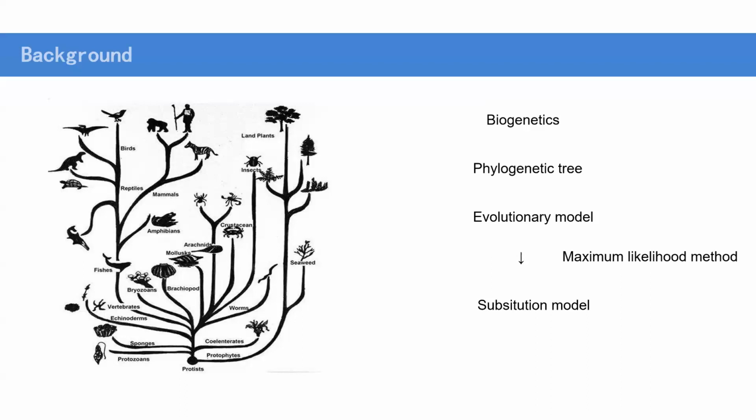The evolutionary model used to build the phylogenetic tree in our project is also based on the maximum likelihood method. This evolutionary model requires an appropriate substitution model for analysis. So the quality of the substitution model will directly affect the quality of the final phylogenetic tree.